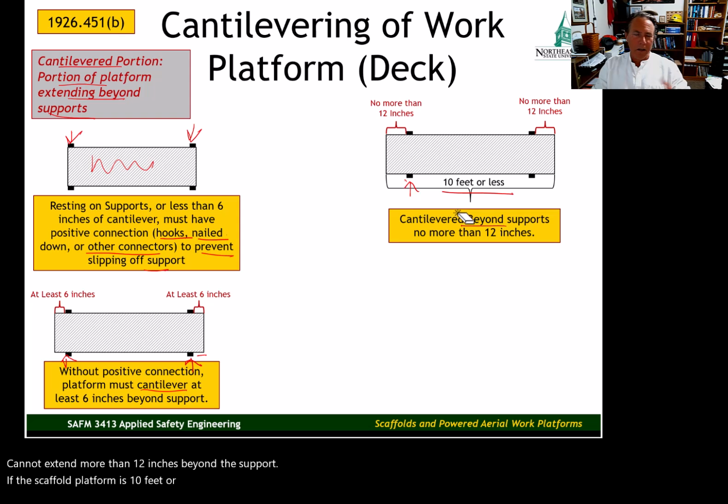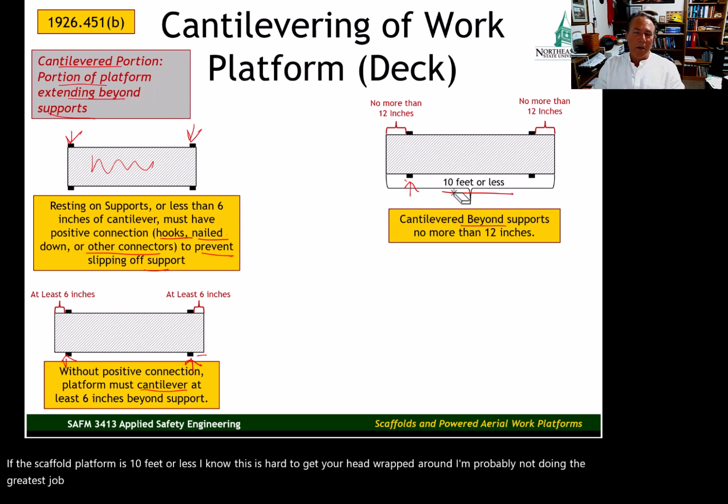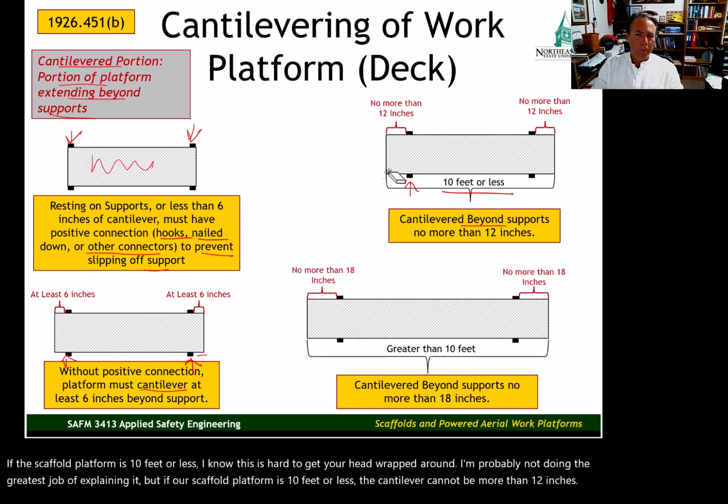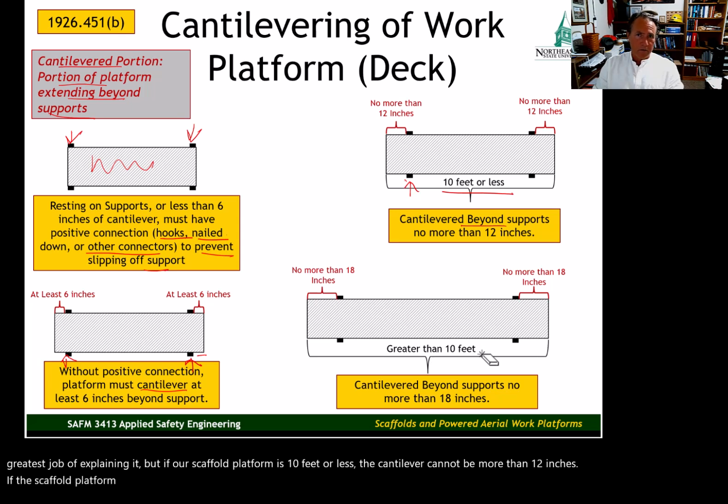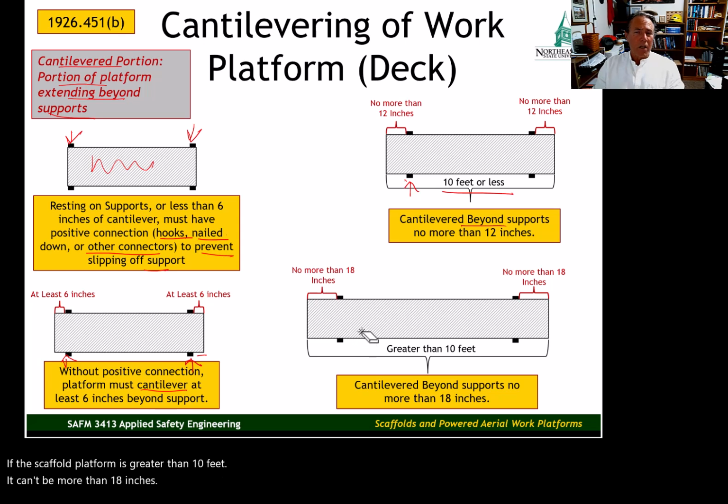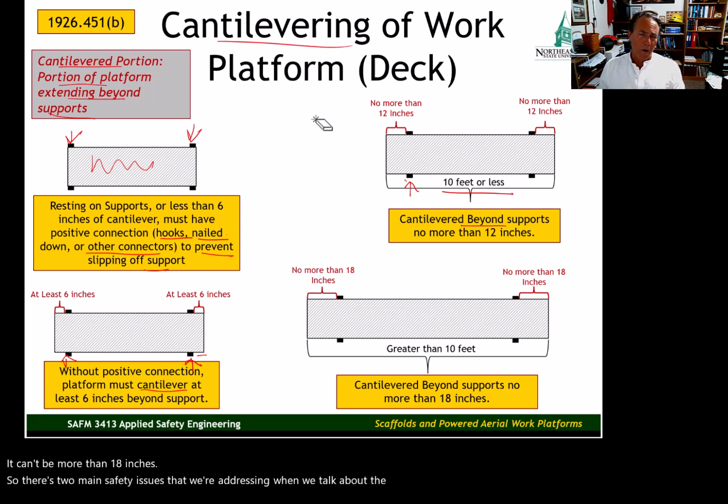I know this is hard to get your head wrapped around. I'm probably not doing the greatest job of explaining it. But if our scaffold platform is 10 feet or less, the cantilever cannot be more than 12 inches. If the scaffold platform is greater than 10 feet, it can't be more than 18 inches. So there's two main safety issues that we're addressing when we talk about the cantilevering of the work platform.